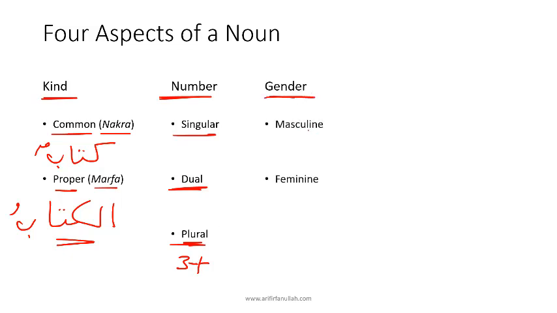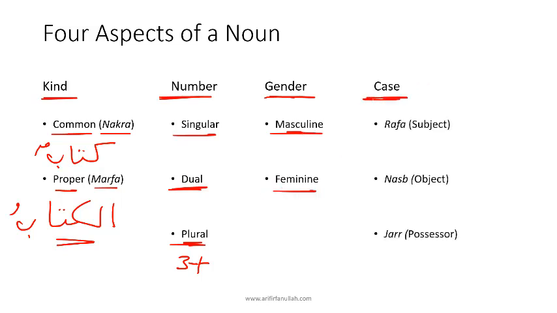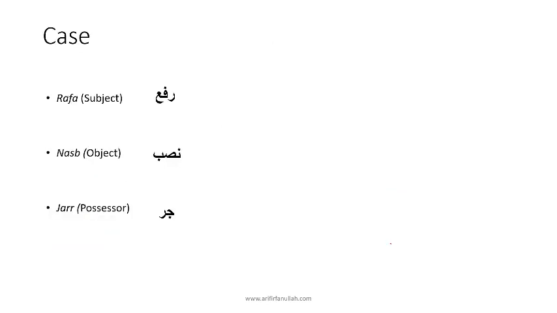Everything in Arabic, or every noun in Arabic, is either masculine or feminine. And then we have the case of a noun. We need to know whether a noun is in rafa, nasab or jar. If a noun is being used as a subject, then we say it is rafa. If a noun is being used as an object, then we say that it is nasab. And if a noun is the possessor of something, then we say that the noun is jar. Let's take a simple example to understand rafa, nasab, jar.